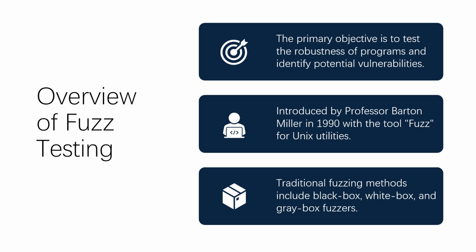Since then, fuzz testing has evolved significantly with the development of black box, white box, and gray box fuzzers. Despite its effectiveness, traditional fuzzing methods face several challenges, including incomplete coverage, low automation level, and insufficient test cases. These limitations often result in a lower success rate in discovering critical vulnerabilities, making it necessary to explore advanced techniques like machine learning to enhance fuzz testing.